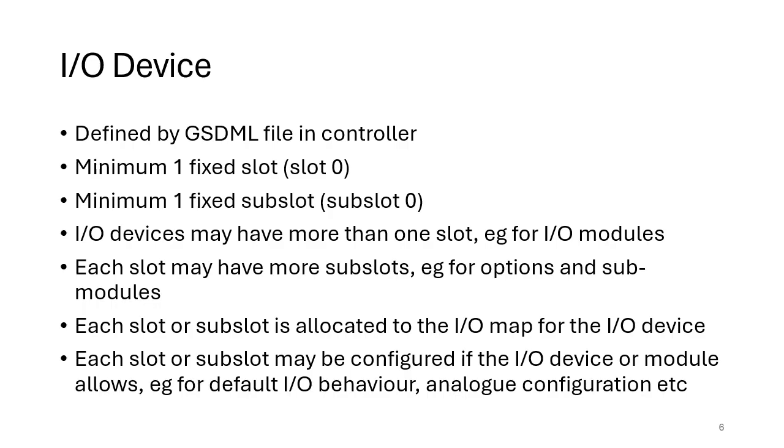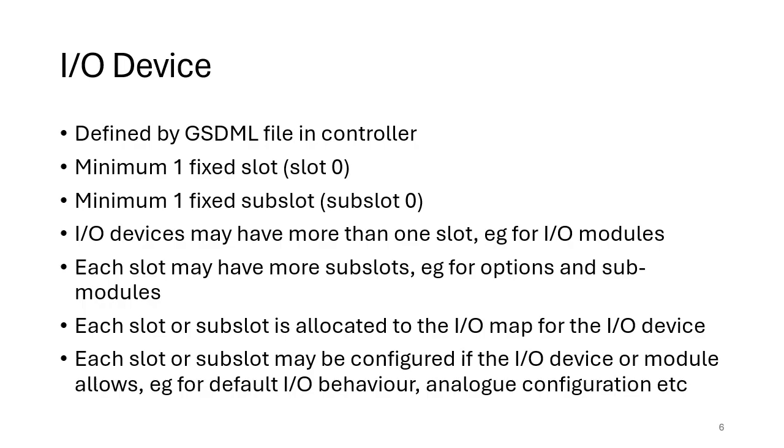Now, when you configure the system, you have to configure each slot or subslot, and then in your controller, this is where you would allocate to the I/O map for the I/O device. So of course, input modules would typically map into your input data table, outputs would map into your output data table, and so on. And then there may be additional configuration if the I/O device or module allows. So for example, if you've got an I/O module, particularly on outputs, you might define what is the default state. Is it go on? Is it go off? Or is it hold last state? So that's a typical thing you might have in outputs.